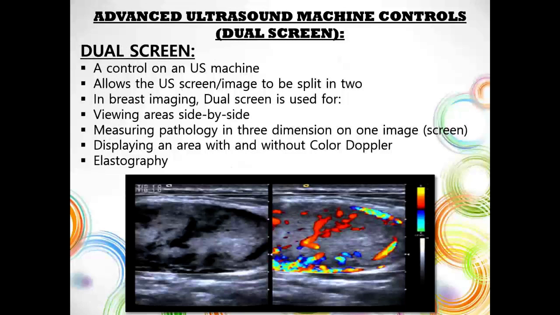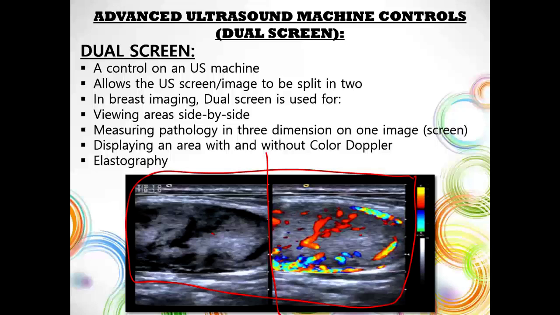Dual screen. This is another control on an ultrasound machine, allowing the ultrasound image to be split into 2 or sometimes 4. And so here's our ultrasound image, and you can see there's 2 sides of the image. So dual screen allows you to bring up one side at a time. Often in breast imaging, it's so that you can take measurements in 2 different planes and have them both on the screen at the same time, or see an area with and without color Doppler. So this is useful for various things. And also, when we get into elastography next quarter, elastography uses dual screen.